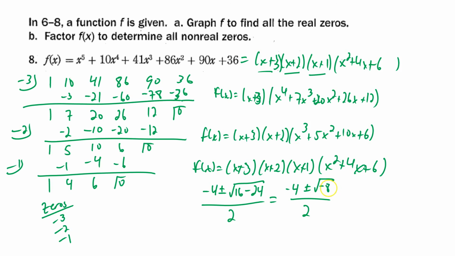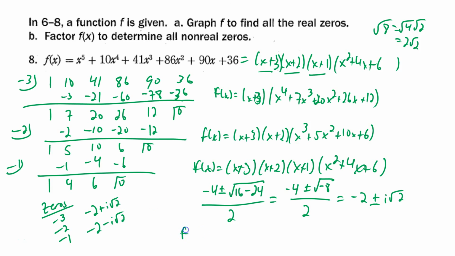So root negative 8, there's going to be an i there for sure. And I can also pull a 4 out of that. The square root of 8 is the square root of 4 times the square root of 2, which is 2 times the square root of 2. So we have here negative 4 over 2, which is negative 2. And the root negative 8 is going to be 2i root 2. The 2's will cancel, so it'll be plus or minus i root 2. So those are our last zeros: negative 2 plus i root 2 and negative 2 minus i root 2.